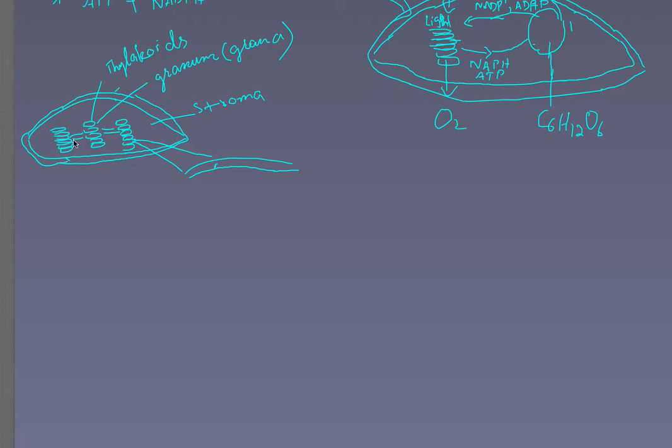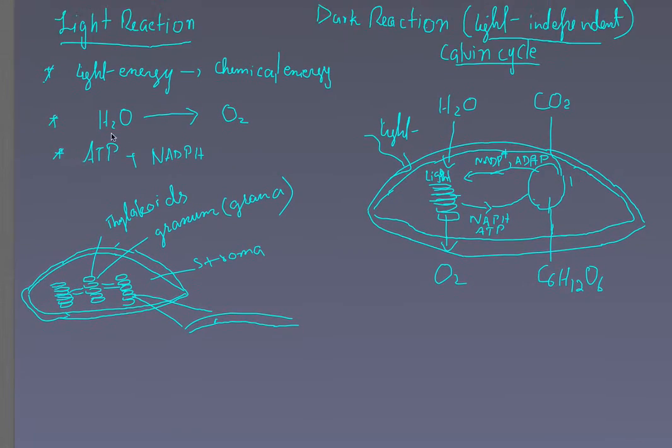actually in the light reaction. We know that we use light to convert it into chemical energy. We take water and split it into O2. We eventually end up making ATP and NADPH. But what is the mechanism by which this whole process is carried out?